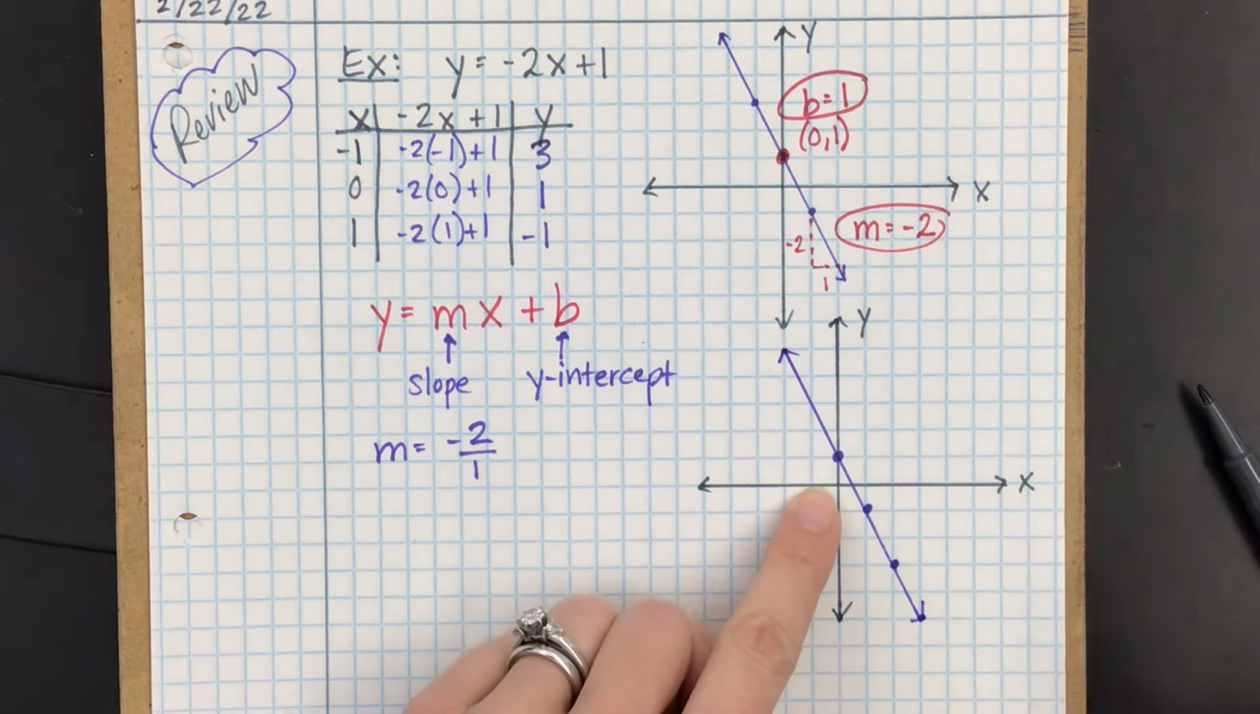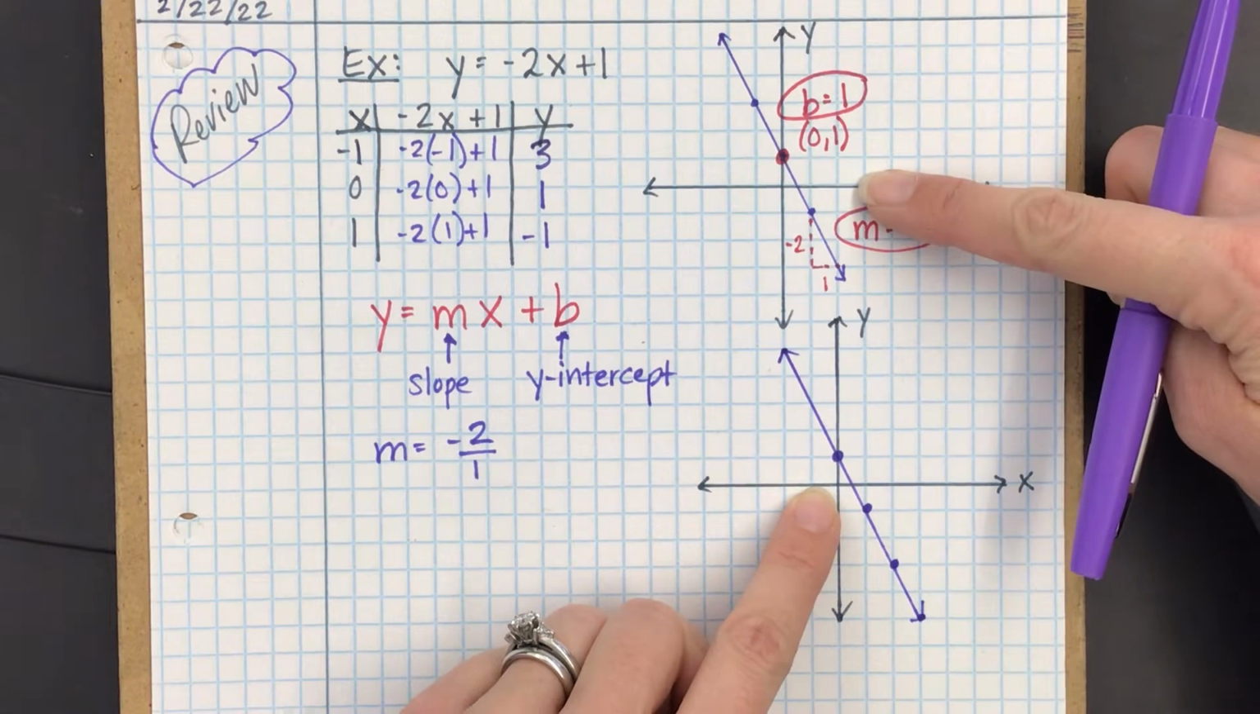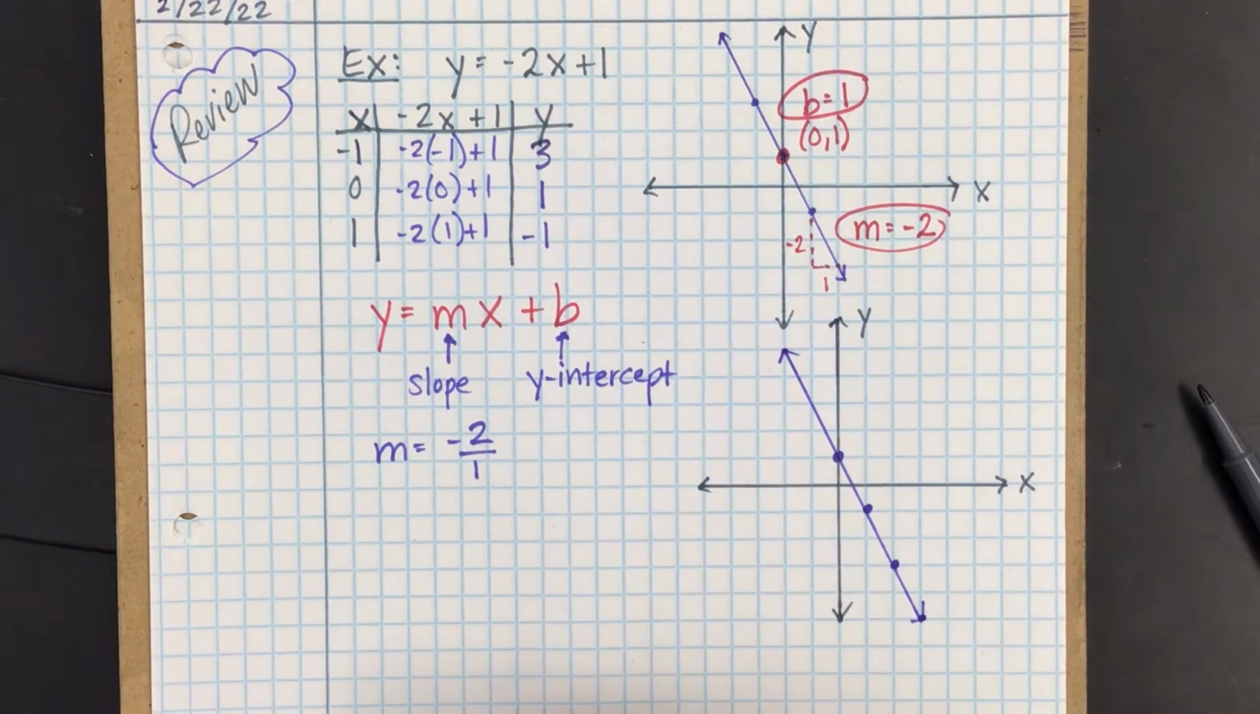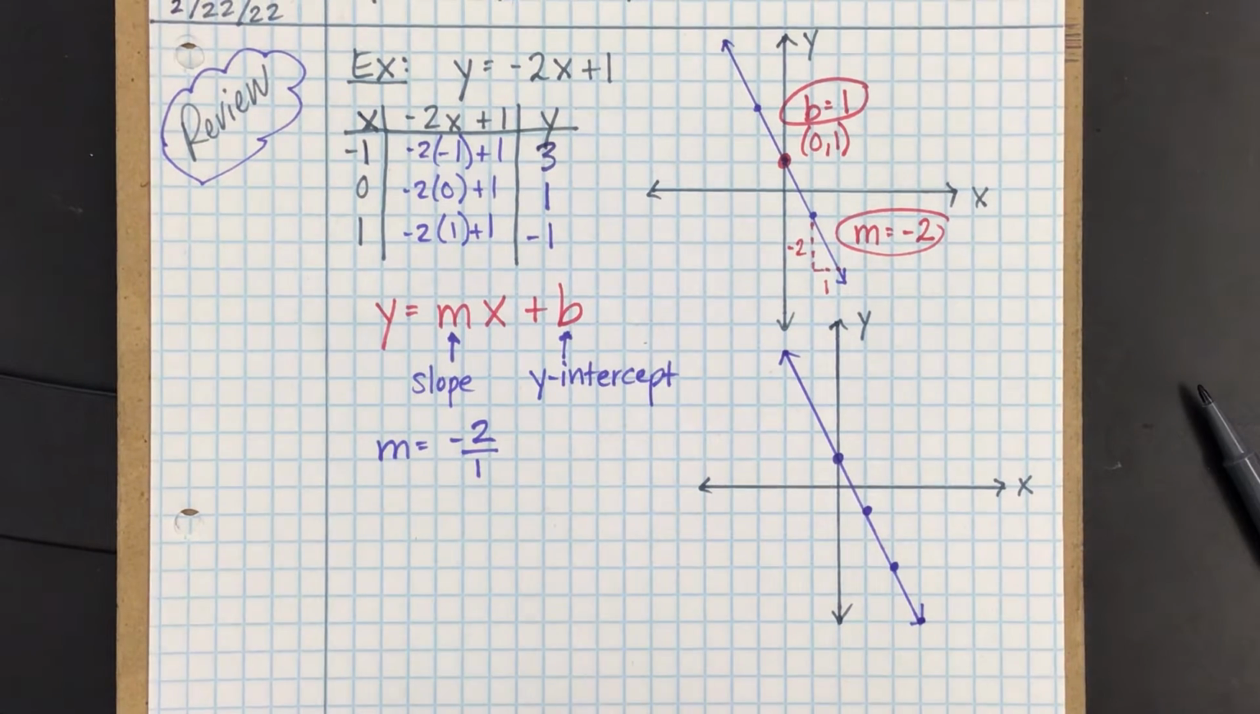Does this graph look like this one? Yes, it does. Okay. And when you guys get really good at this, it'll be super fast. You'll plot your y-intercept, you'll use your slope, and then bam, you'll have the line. Okay? So let's try another one.